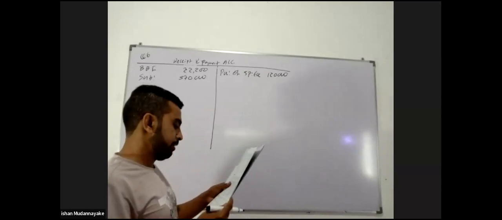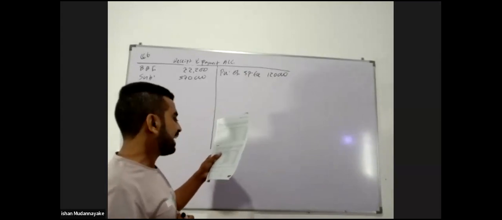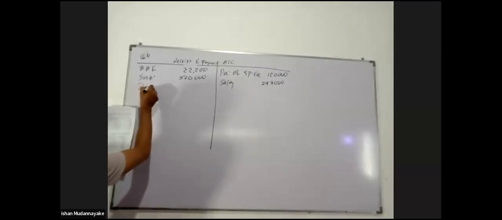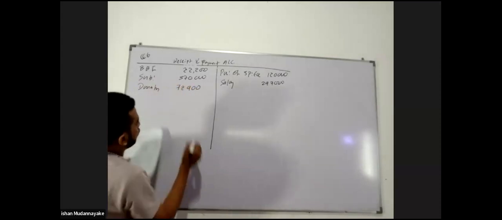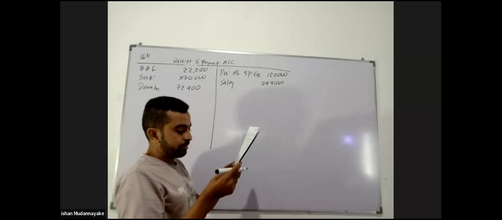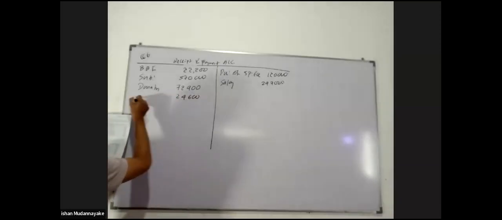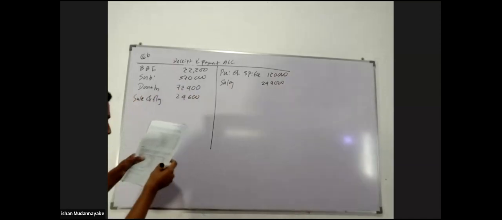The incorrect cash balance. Now look at the credit side of the cash book. Balance brought forward. Salaries and wages: salary 297,000. Then donation received, 72,900. Sale of flags, a cash inflow, 24,600.